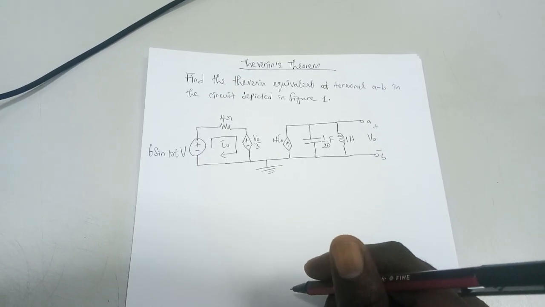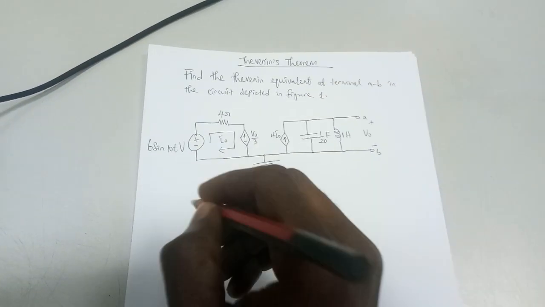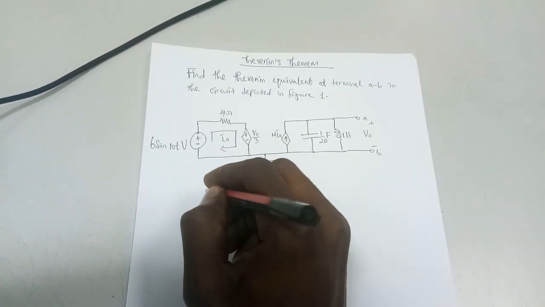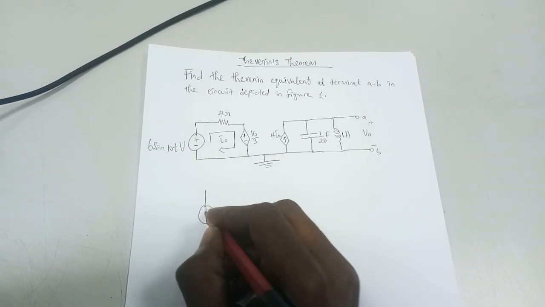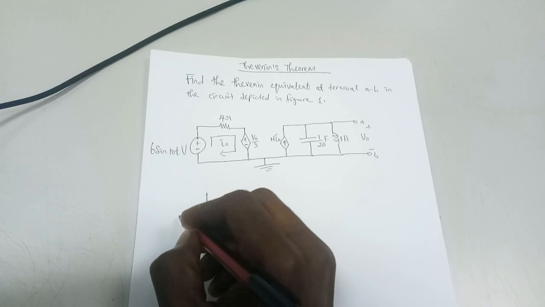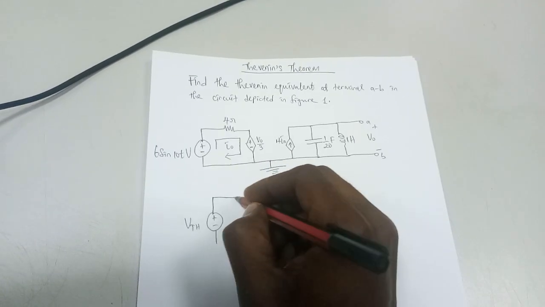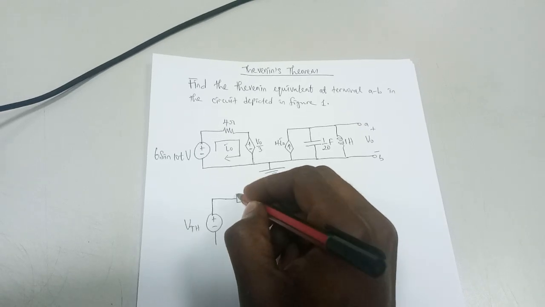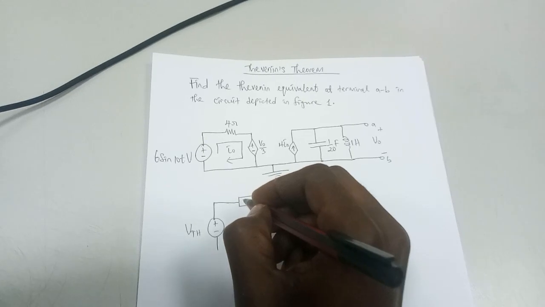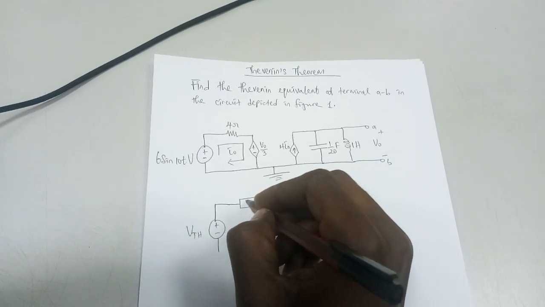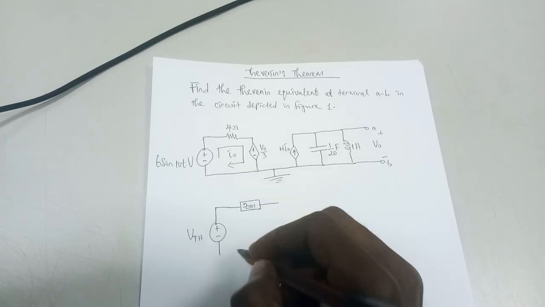So Thevenin's theorem states that a linear two-terminal circuit as such can be represented by an equivalent circuit just consisting of a voltage source like this, called V Thevenin, and an impedance, which can be an impedance Z or a resistor, called R Thevenin or Z Thevenin. In this case we'll call it Z Thevenin.